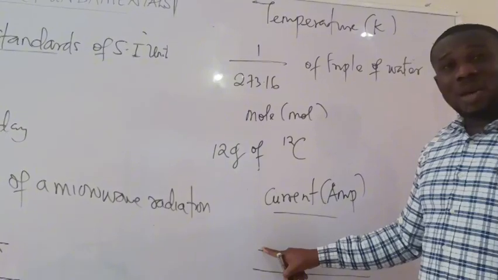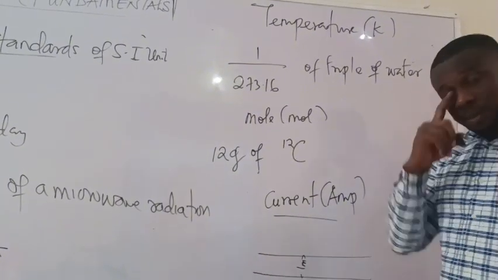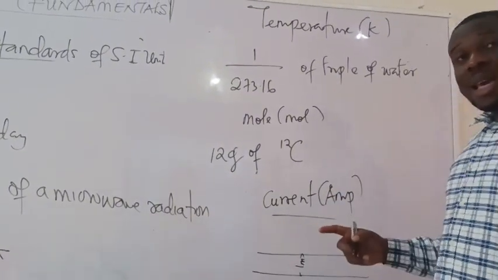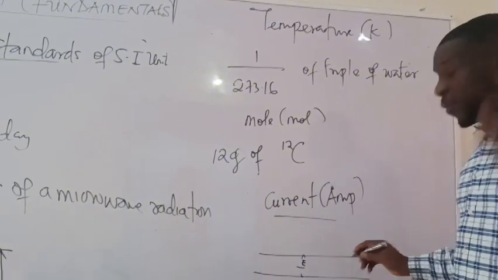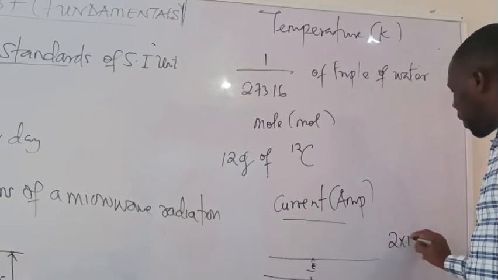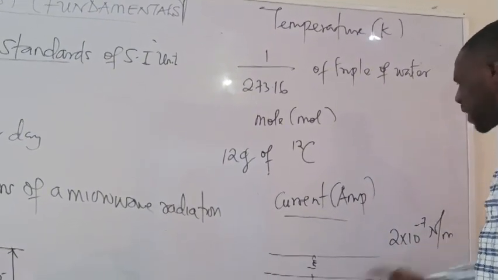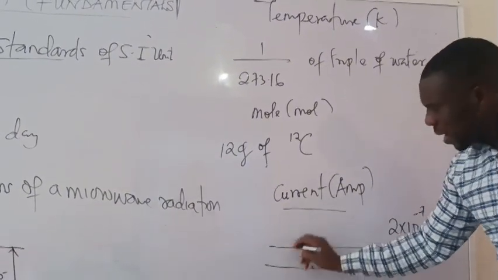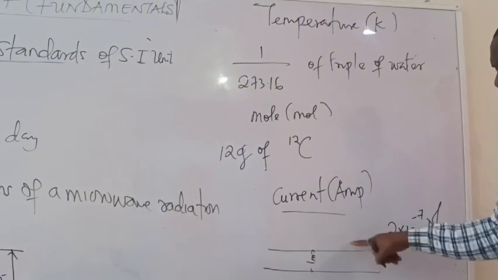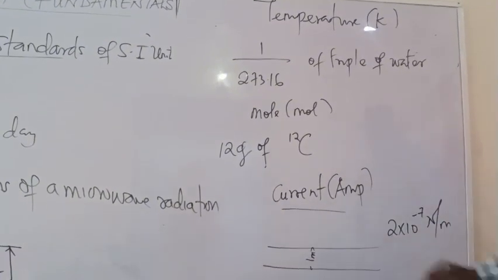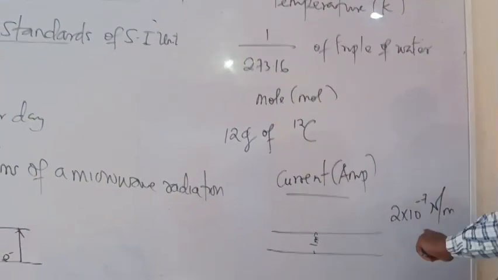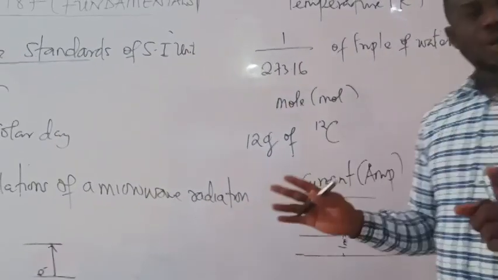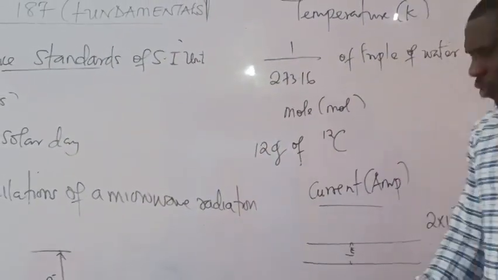Now, when there is a constant current in each of the conductors, that constant current could produce a force of 2 times 10 raised to the power minus 7 Newton per meter. So in every 1 meter of these conductors that are 1 meter apart, if this amount of force is generated there, that's the standard for electric current. And of course, it's precise and reproducible.